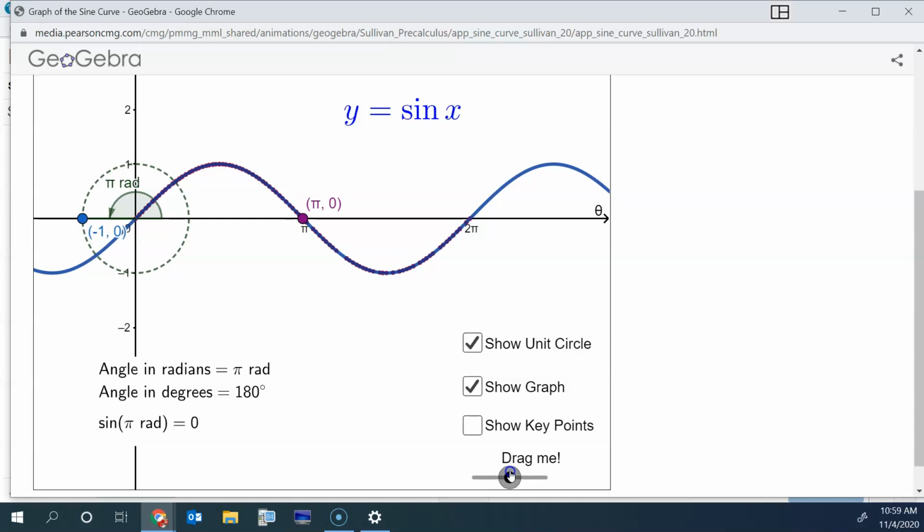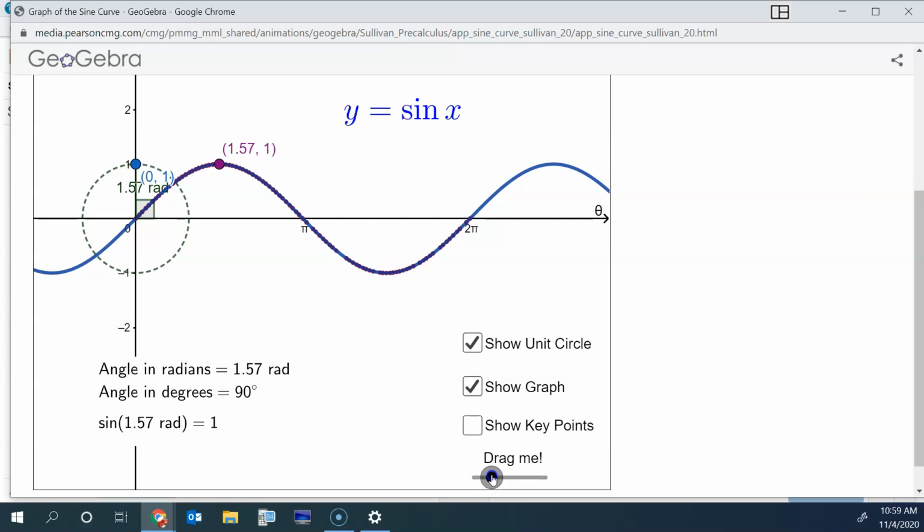Now what did it do? Did it get bigger, smaller? Okay, here, let's start again. As I move this to pi over 2, the y coordinate starts at 0, and when I get to pi over 2, it is now 1.